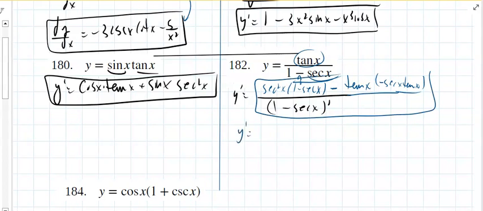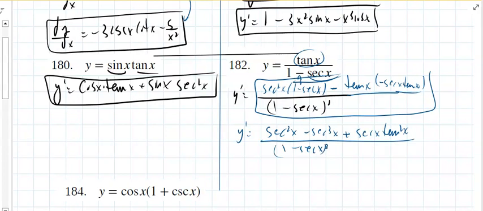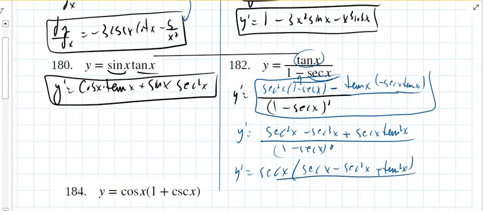And if you clean that up a bit, you could say that is secant squared of x minus secant cubed of x plus secant of x tan squared of x over 1 minus secant of x squared. And I suppose they all have a secant. You could factor a secant out, and you'll have secant of x minus secant squared of x plus tan squared of x. And again, this is not really more simplified, but most likely that's how they write it in the back of the book.